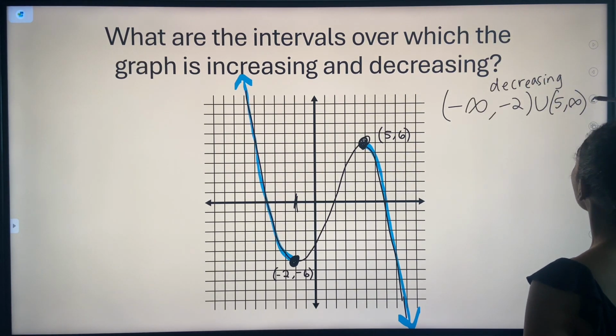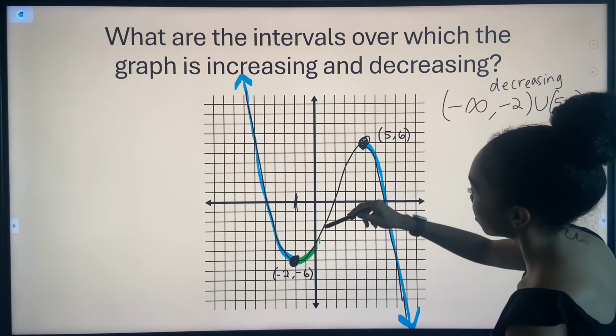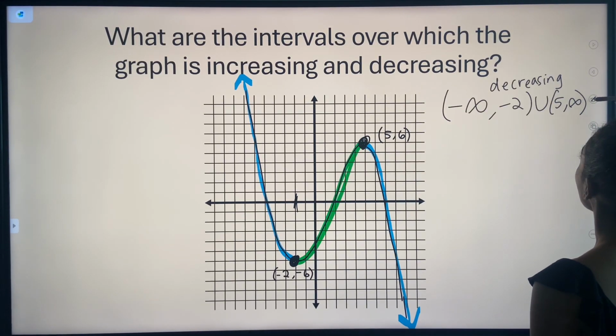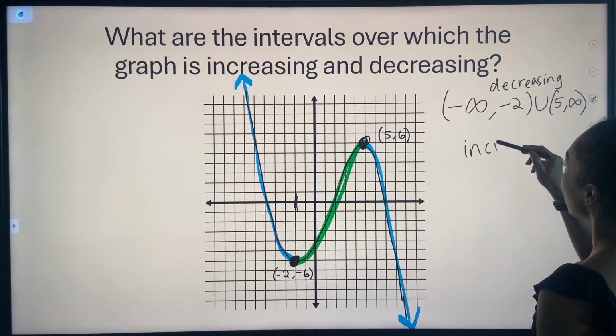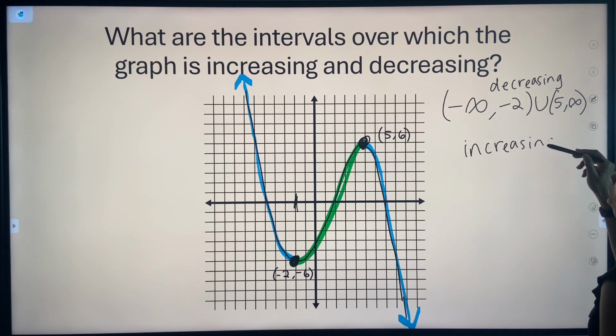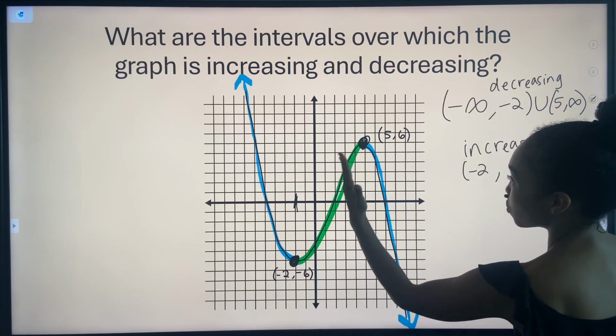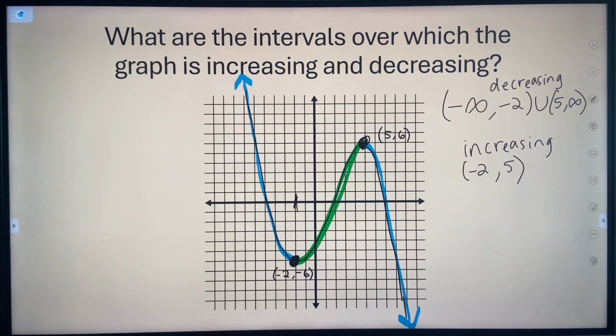Now, it is increasing from here to here. My pin is going up. So for the increasing interval, the domain is from negative 2 to 5. That is where it is increasing.